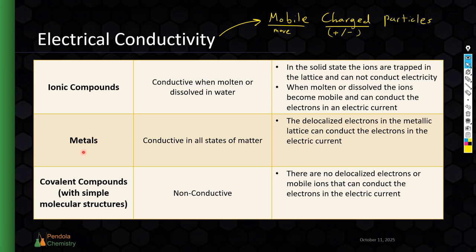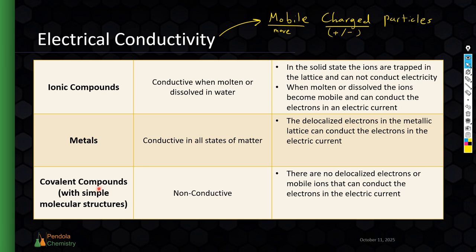Same thing with metals. We got to think of this again as mobile or charged particles. With metals, metals are conductive in every state of matter. We already discussed this earlier in the metals section. They're always conductive because metals in their structure have built-in delocalized electrons in the metallic lattice. Those delocalized electrons are mobile charged particles. They can move around because they're delocalized. They're charged because electrons are negatively charged. And they're particles because they're subatomic particles. And so because metals in any state of matter have mobile charged particles, they have delocalized electrons, they're always going to conduct electricity.